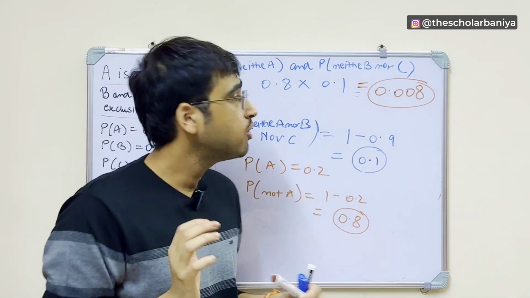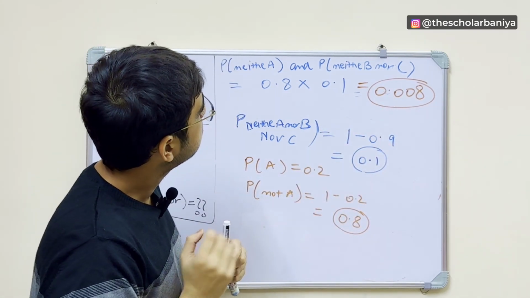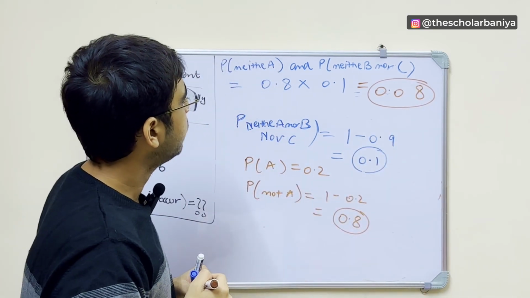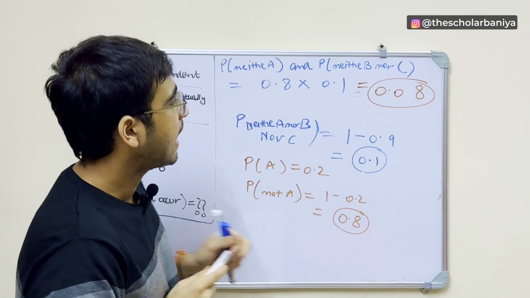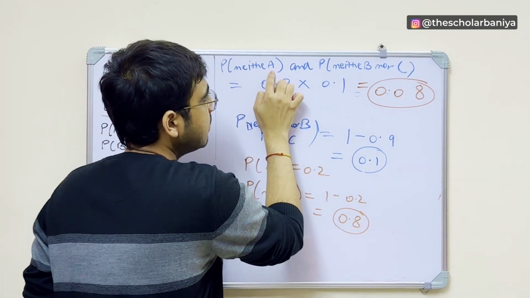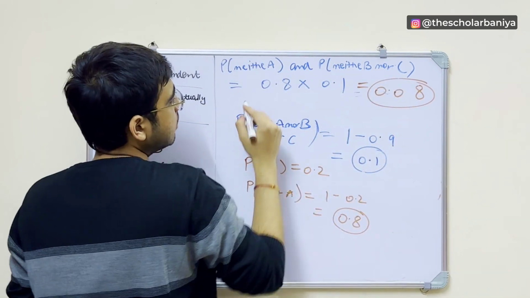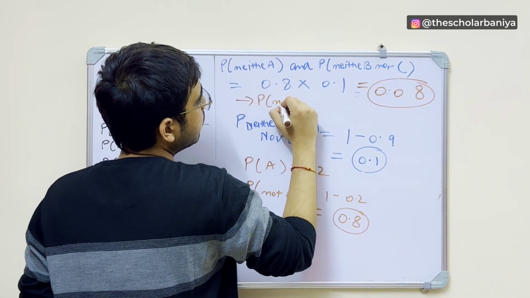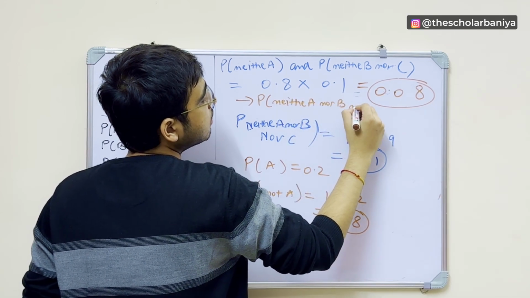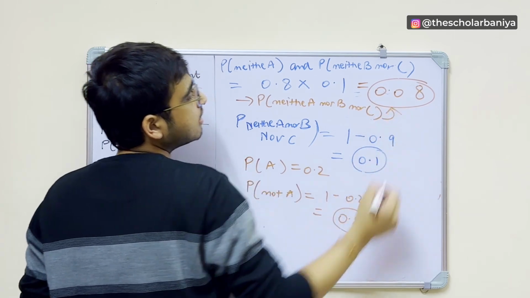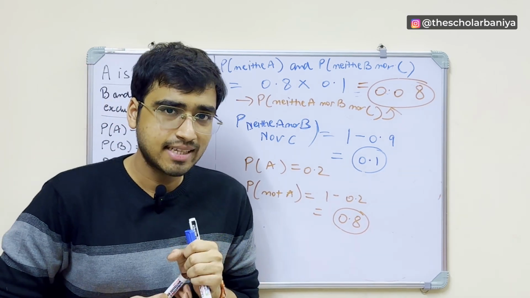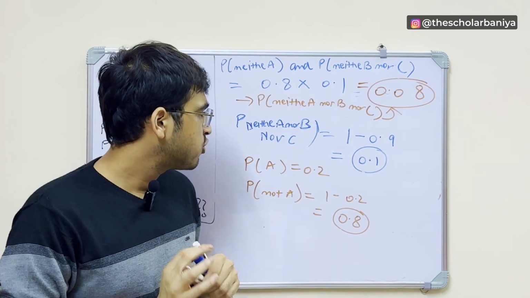0.08, right? And what is this? This basically means probability of neither A nor B nor C. This is 0.08. I hope this kind of makes sense. I don't think there should be any confusion.